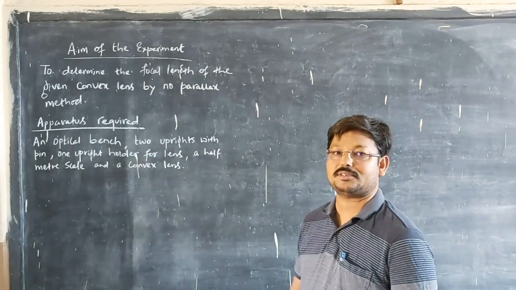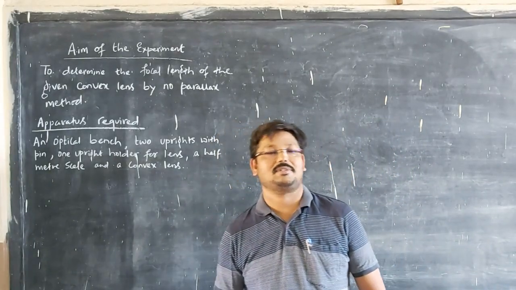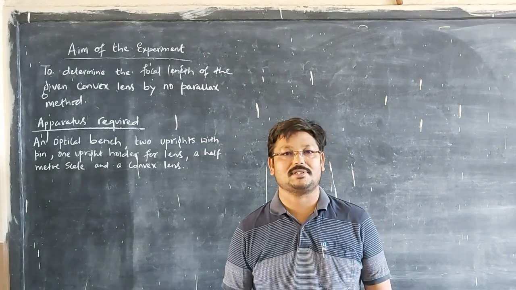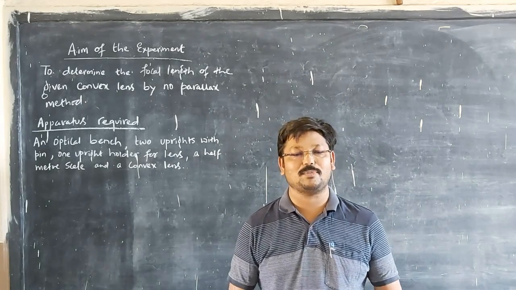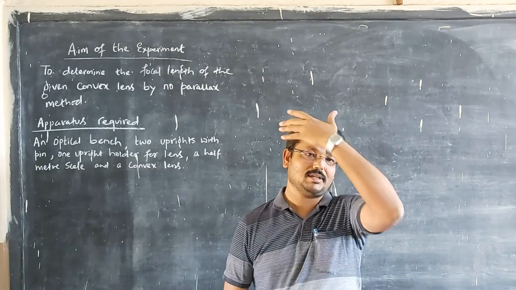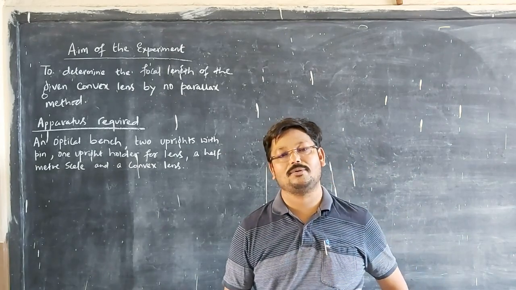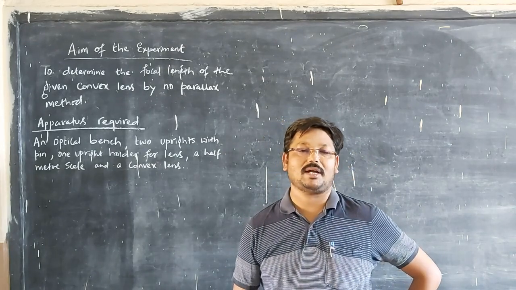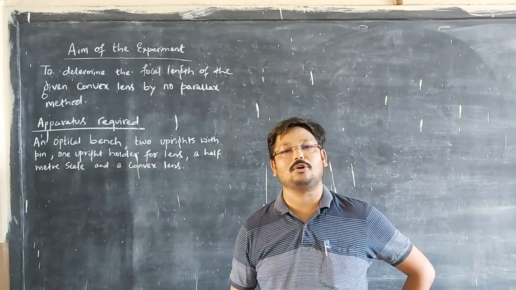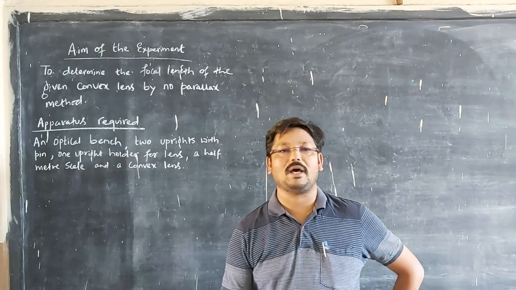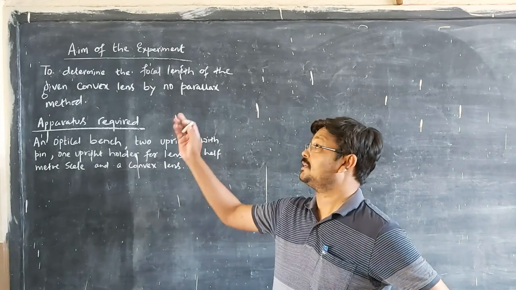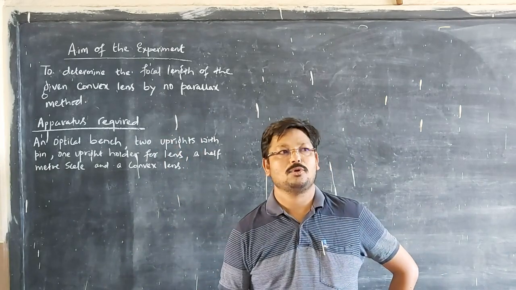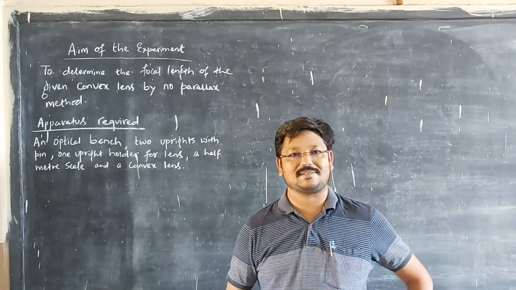So good morning students. Today we are starting with ISC Physics paper 2, that is practical, and today our first practical we are going to deal with is to find the focal length of a given convex lens by the no parallax method, as it is given on the board. So step by step I will explain.